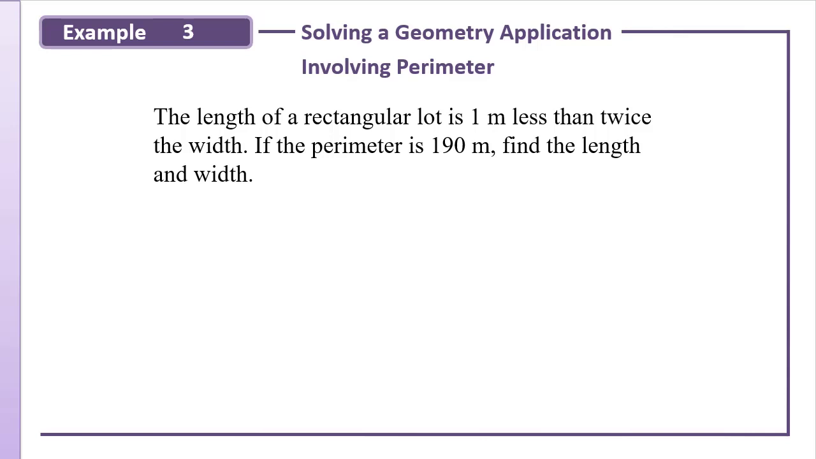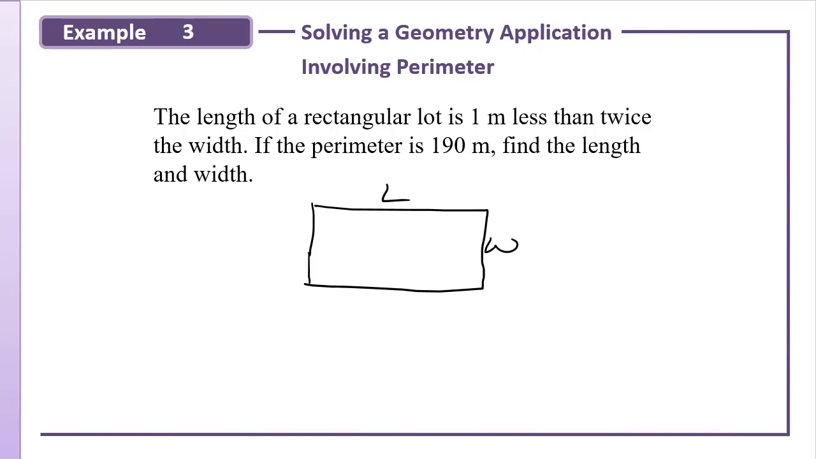So it tells me the length of a rectangular lot is 1 meter less than twice the width. If the perimeter is 190 meters, find the length and the width. I go, okay, well, I'm dealing with a rectangle, so I'm going to go ahead and draw me a rectangle. It says find the length and the width. So I don't know what length and width are, so those are just going to be L and W. Now I can go back and I can read everything and translate it.